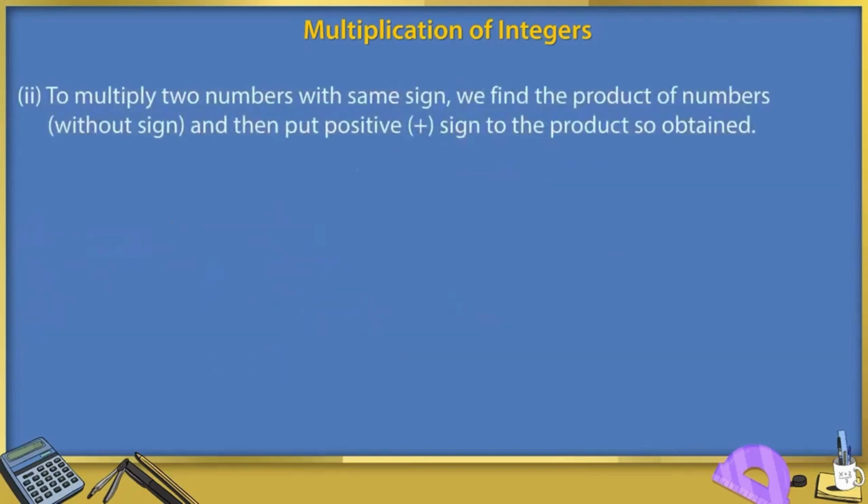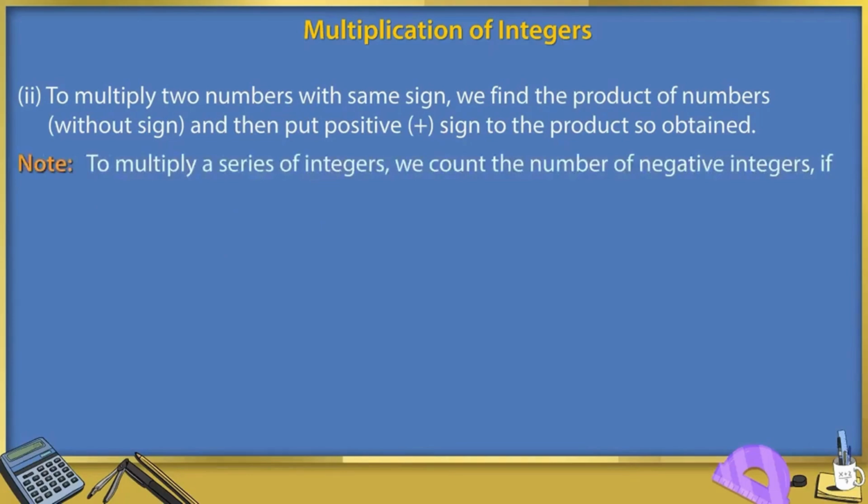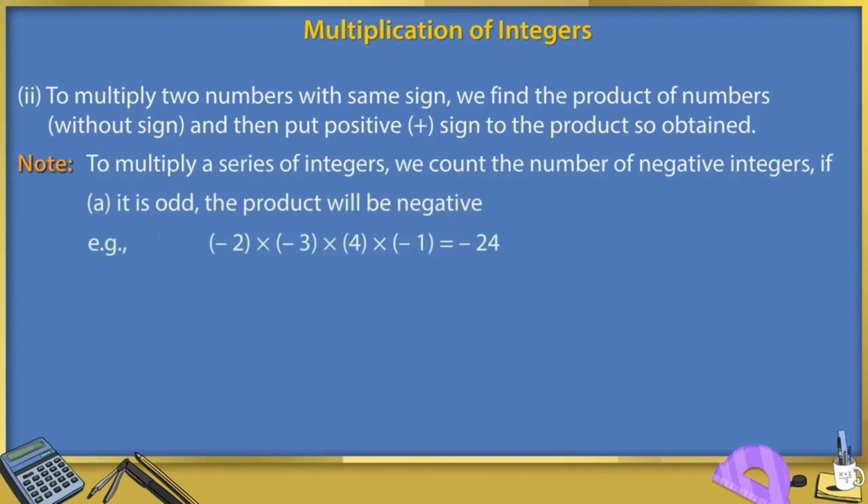2. To multiply two numbers with the same sign, we find the product of the numbers without sign and then put a positive sign to the product so obtained. Note: to multiply a series of integers, we count the number of negative integers. A. If it is odd, the product will be negative. Example: (-2) into (-3) into (4) into (-1) is equal to -24, as the number of negative integers is odd.